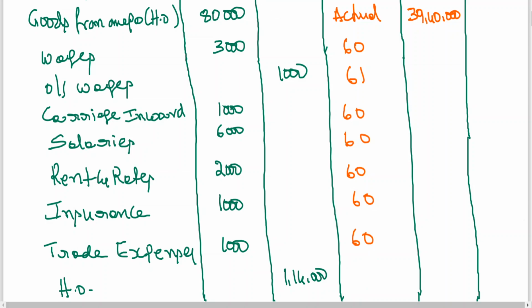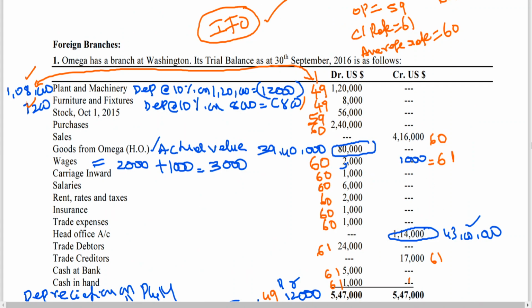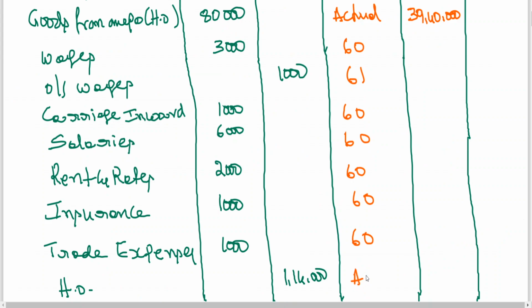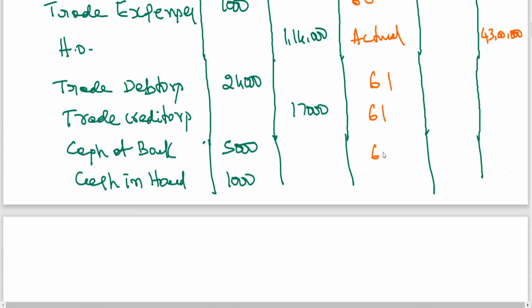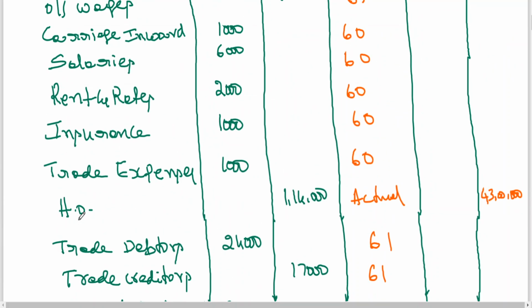Head office has been given as actual amount. What is 43 lakhs? Actual means not actual exchange rate, 43 lakhs. Then debtors closing rate 61. Creditors 61. Cash at bank 61. Cash in hand 61. Okay, now we have to go for multiplication of this.